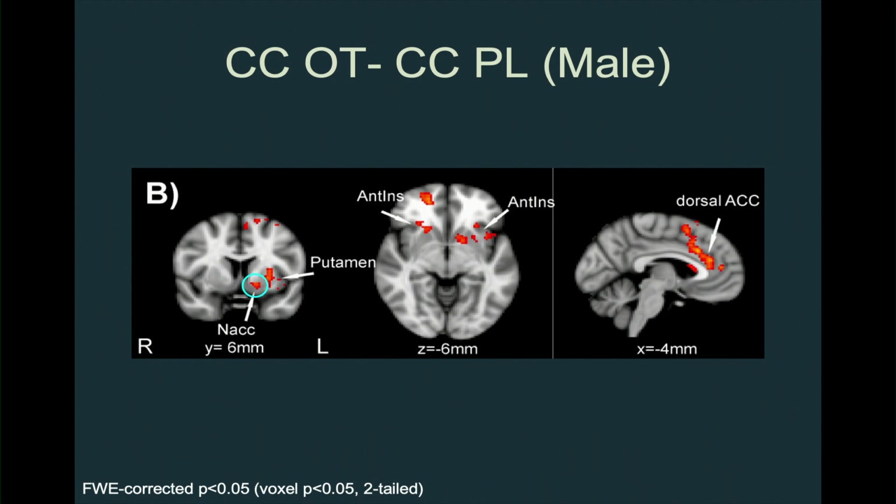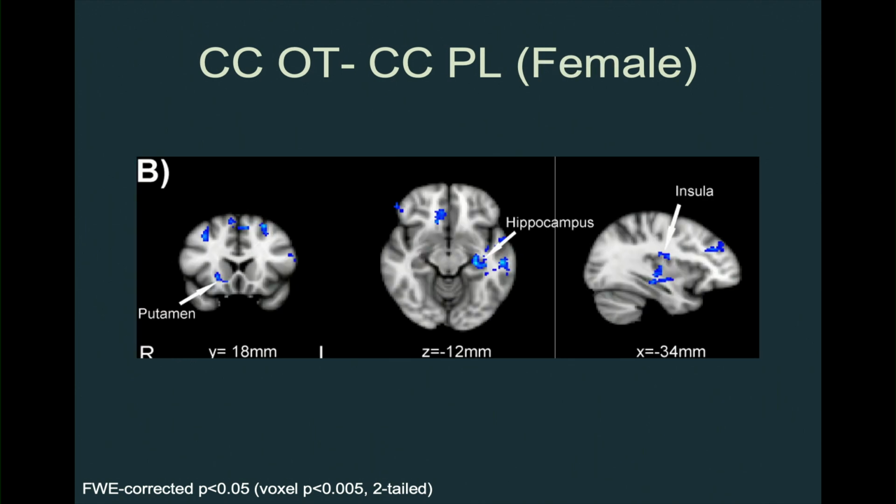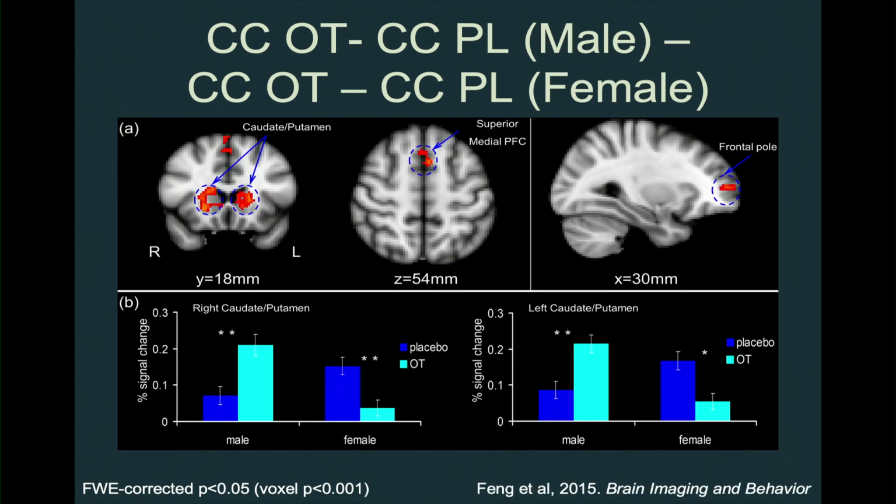On the other hand, in women, we find that oxytocin decreases the neural response to positive social interactions. And if we look at the direct contrast of oxytocin effects in men and in women, and this is now thresholded according to, you can't see that, but according to standard recommendations for adequately protecting against false positives, so P of less than 0.001 at the voxel level and P of less than 0.05 at the cluster level.